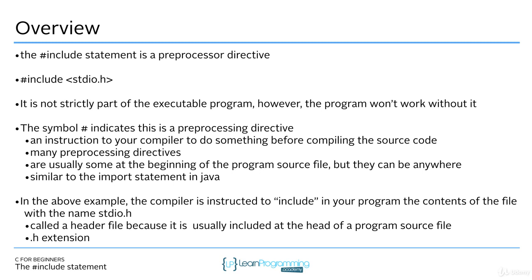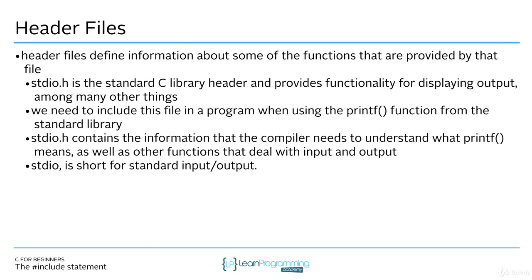Again, this preprocessor directive is saying, I want some of the code, some of the contents inside that file. It's not a C file. We know that files that end in .c are C source files, so the .h has to be something else. And it is. It's a header file, and it has that .h extension. So let's talk about what a header file is. Header files define information about some of the functions that are provided by that file. I'll give you an example of some of the content in a header file, but first off, they're defining some information about some source code. And specifically for our example with that included stdio.h, this is including a C standard library header.